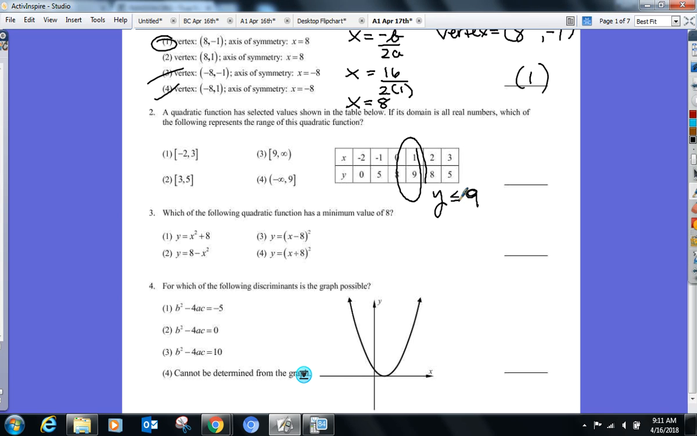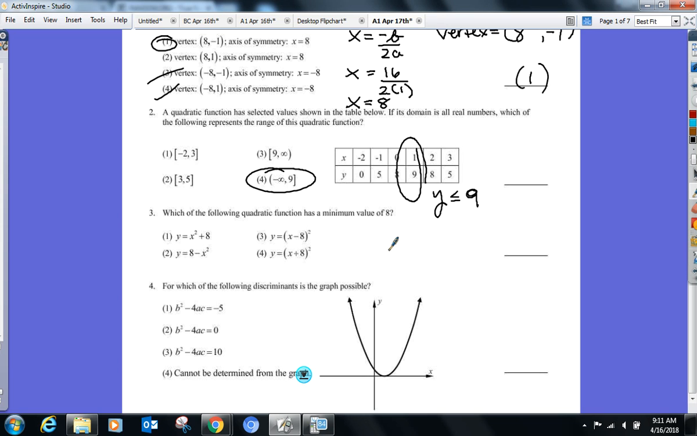Choice 4. Why not choice 3? Choice 3 would be 9 and above. So 9 and below, 9 to negative infinity. Yes. Questions?